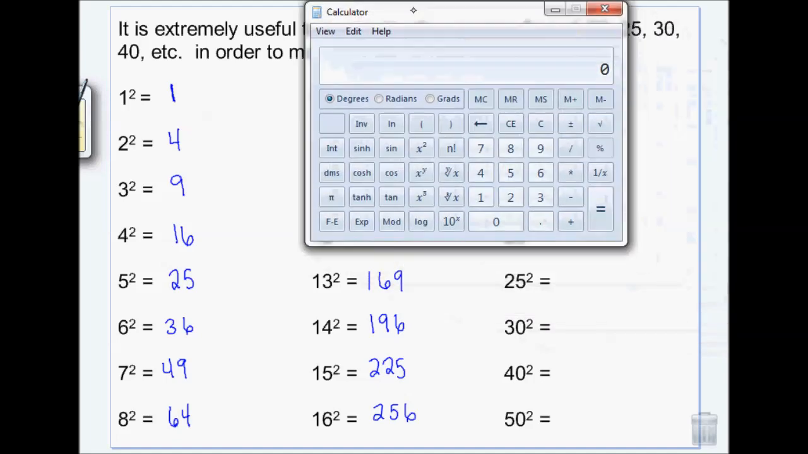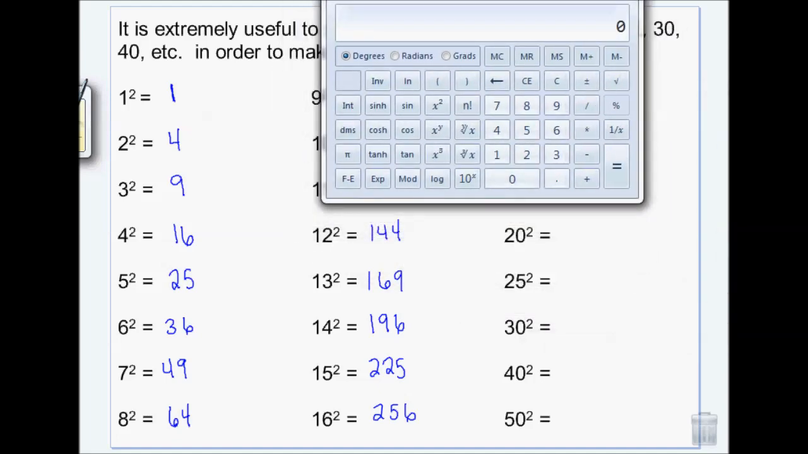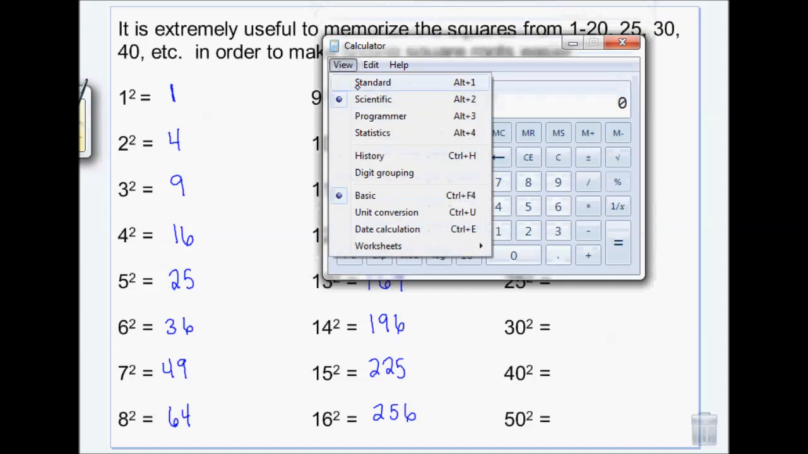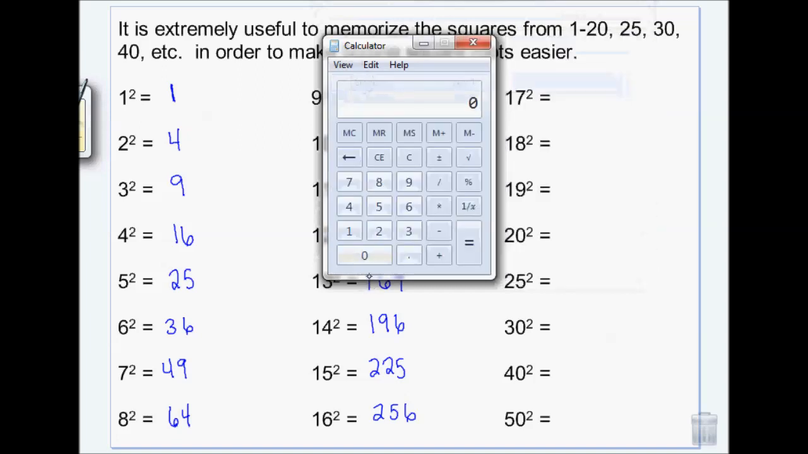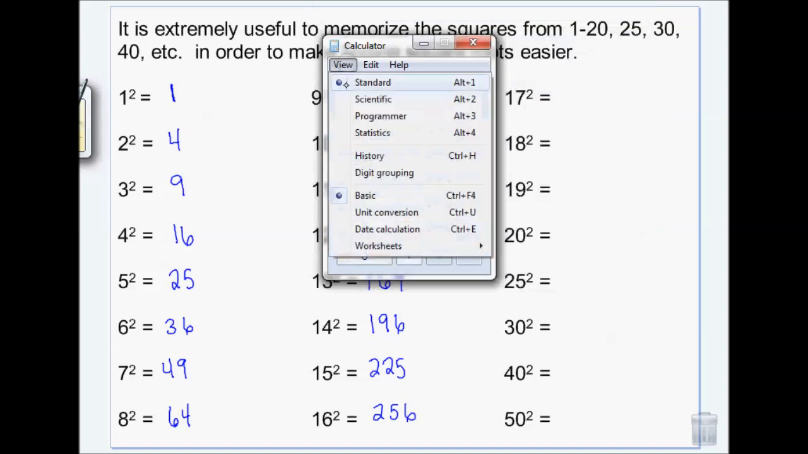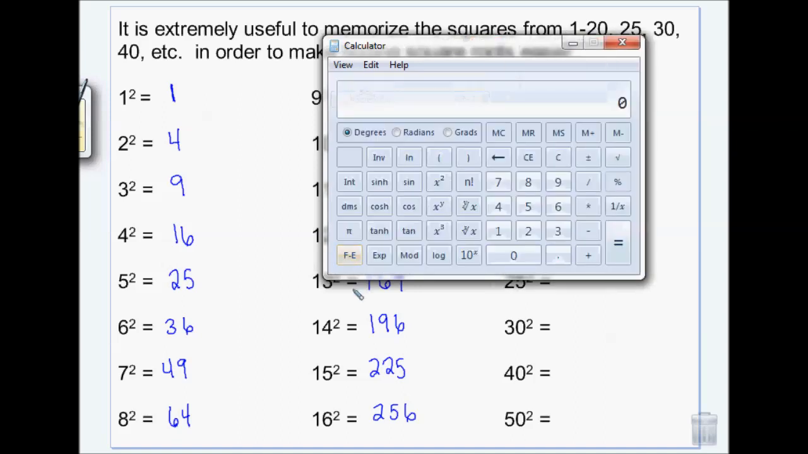By the way, did you guys know you could give yourself a scientific calculator on your computer? When you pull up your calculator on your computer, it normally looks like that, right? If you go to View and you click Scientific, you now have a scientific calculator. Does that have the negative numbers on that? Uh-huh. So I can do squared.